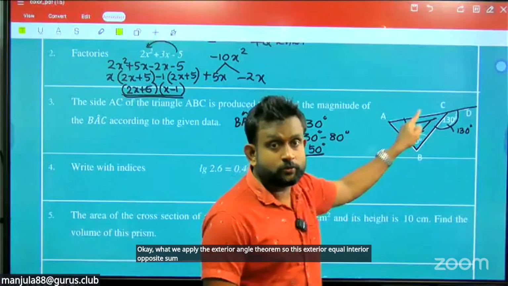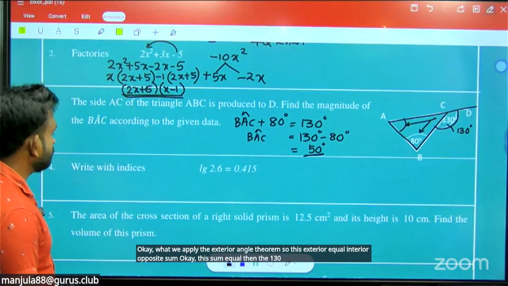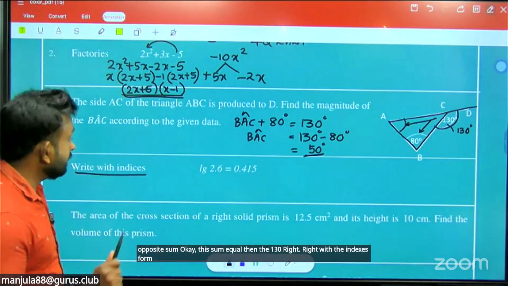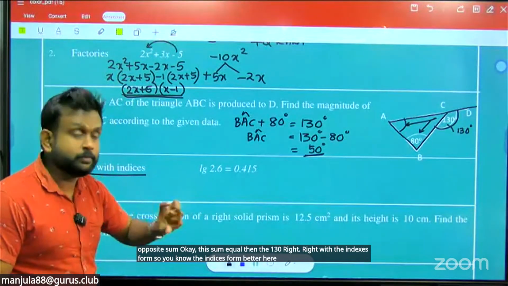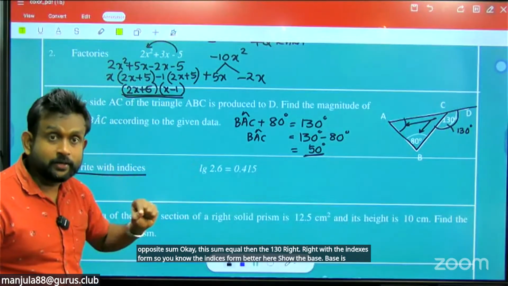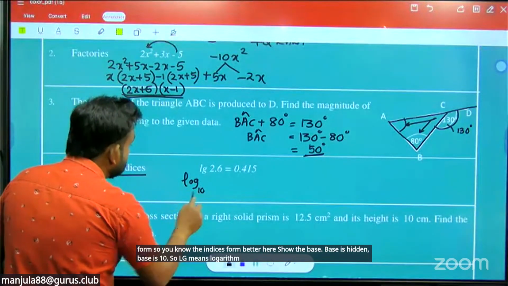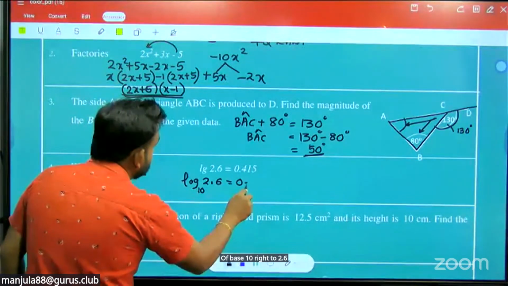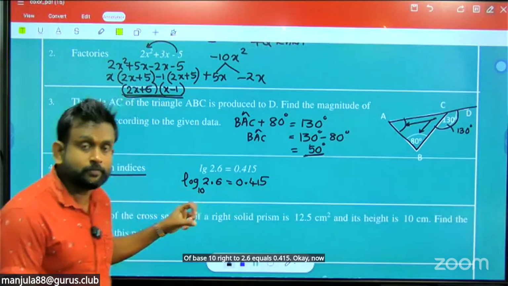Okay, this sum equals 130. Write it in index form. You know the index form is better here, right? Show the base. The base is hidden; the base is 10. So lg means logarithm to base 10, right? lg 2.6 equals 0.415. Okay, now the base is shown, right?